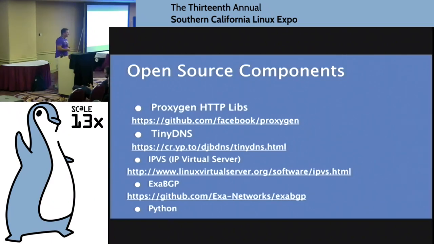TinyDNS, DJB built that, open source. IPVS that we've talked about a lot, it's kind of our workhorse. It is a kernel module, so they have really nice command line tools as well for actually modifying it. ExaBGP that we use on Shiv to BGP peer from the Shiv box to our top of rack. And then Python is the glue that holds Facebook together, so I thought I'd throw that on here too. We have a lot of stuff in Python.